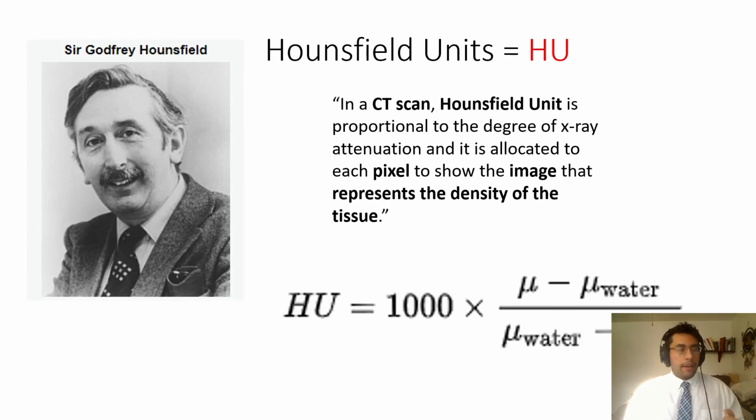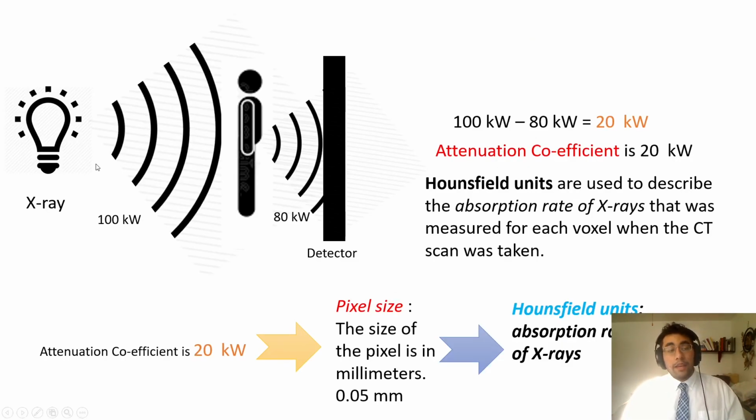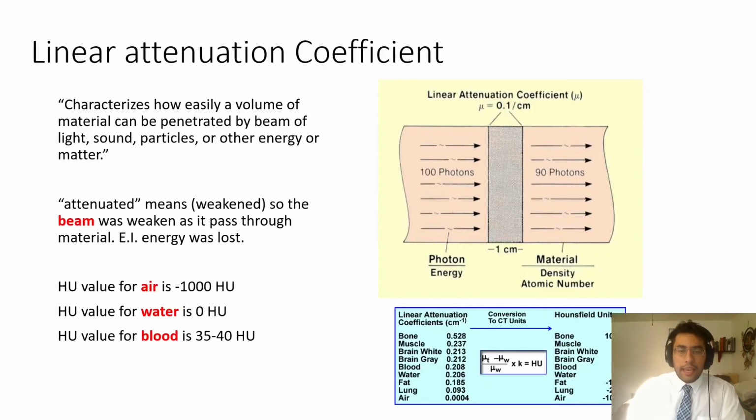So in the next slide, I'm going to show you what I'm talking about. We have an X-ray bulb generating 100 kilowatts. It goes through a patient, and that signal is now 80 kilowatts. That's because your tissue absorbed that energy. And when we take those two numbers and subtract them, we're left with this attenuation coefficient. And this number, this 20, is what's saved in binary. That is the signal that is detected as that difference in the computer. And then that pixel, that volume, is converted into Hounsfield units. It just describes how much your tissue absorbed in the scan itself.